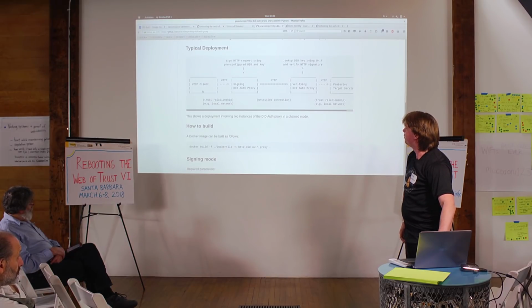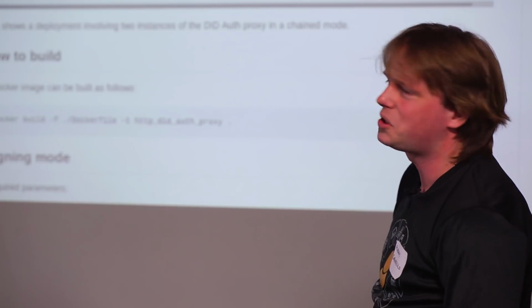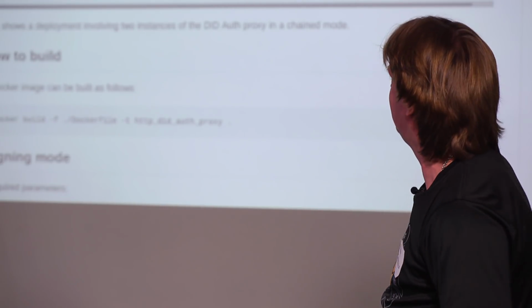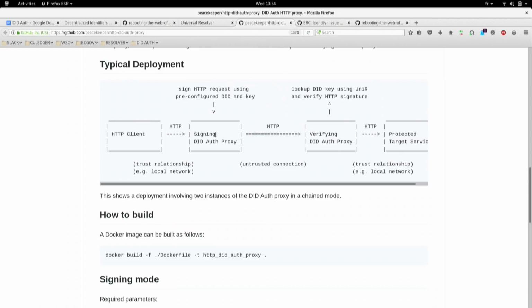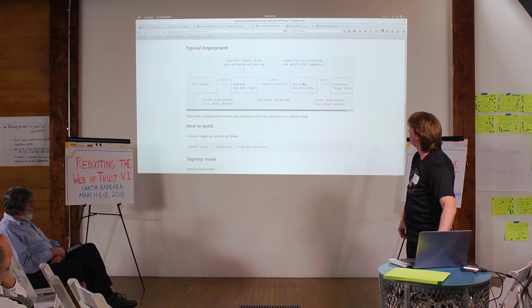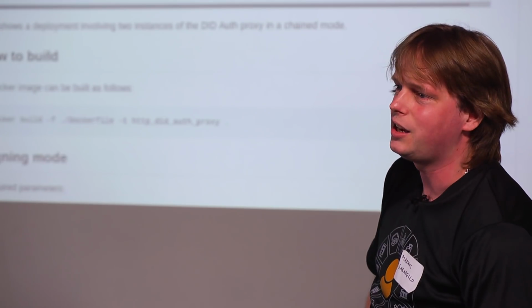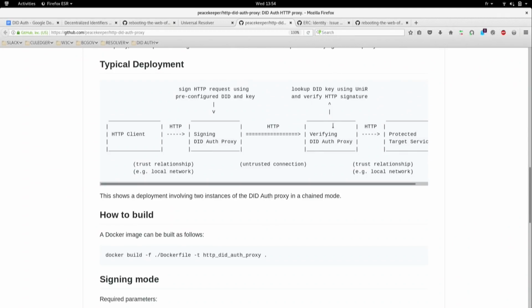All the way on the left side, you have an HTTP client, which doesn't really know anything about DIDs or signatures. Then you have a signing proxy. This is an HTTP proxy, which is pre-configured with a DID and the corresponding private key. This will add the signature to the request and forward it to your target API. And in front of your target API, you have another proxy, which is a verifying HTTP signature proxy. This one will connect to the universal resolver, look up the DID public keys that are part of the signed HTTP request, validate the signature, and then forward it to the target service.